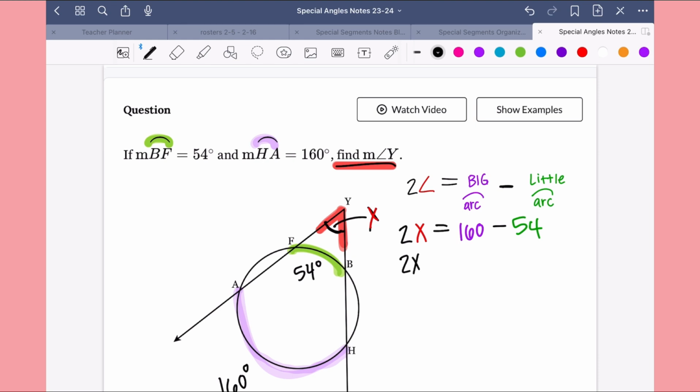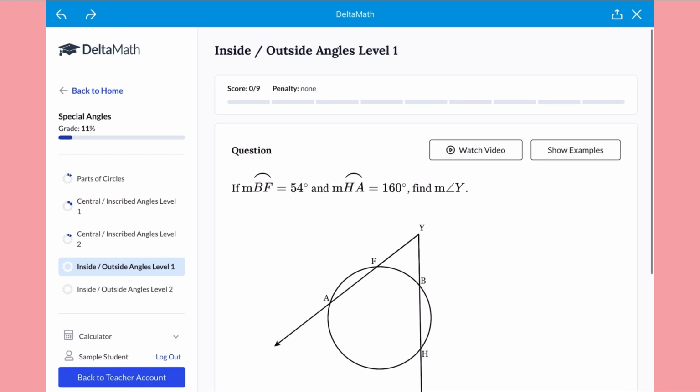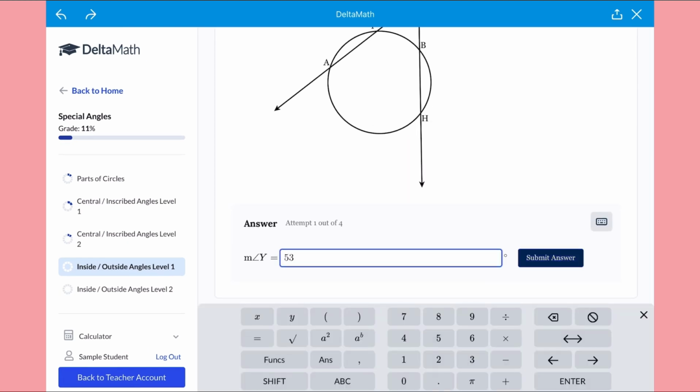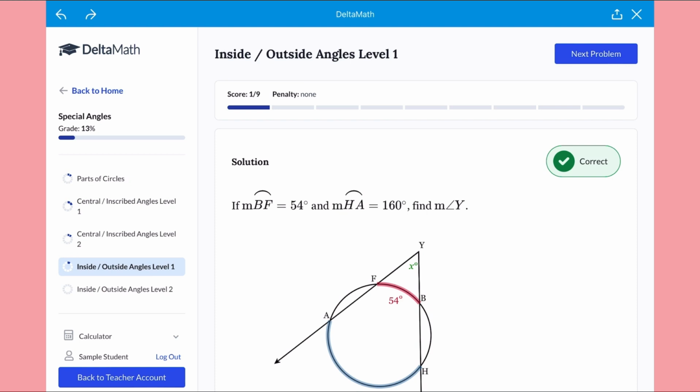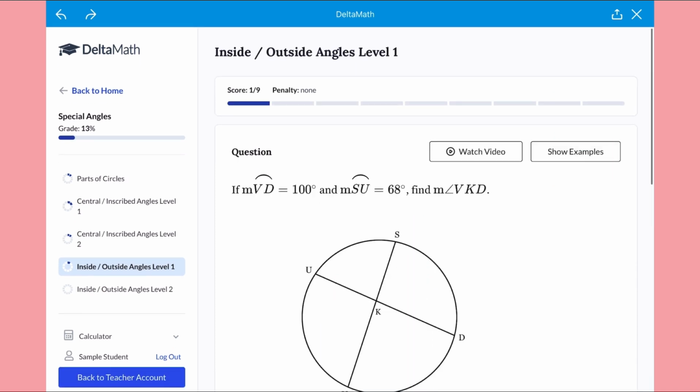2 times X is 2X. 160 minus 54. Grab a calculator. 106. Okay, cancel multiplication by dividing. 106 divided by 2 is 53. So I know that my angle that I was looking for is 53 degrees. Okay, let's go type that. 53. Good. All right, so that's level 1.